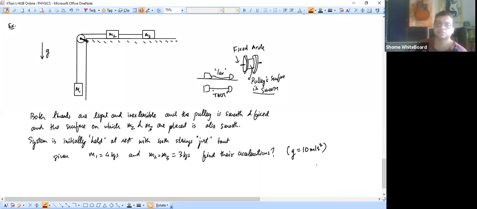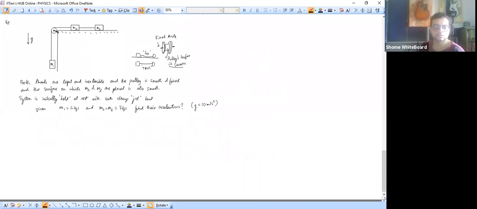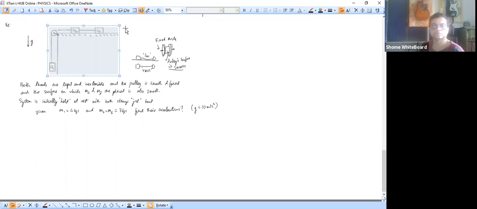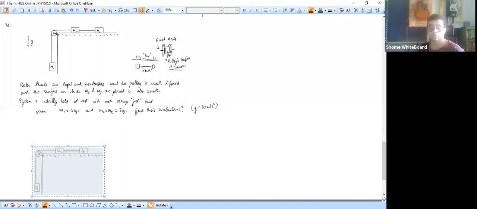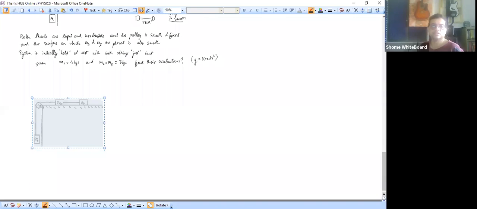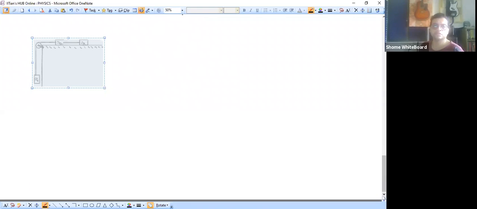Okay, so let us analyze the question first. Let me just copy this diagram first. Now let us understand a few things which are very important in this diagram.